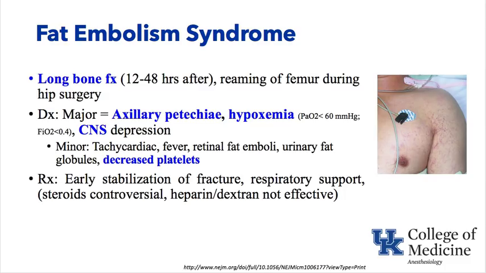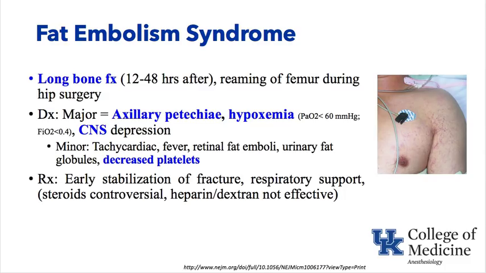The major criteria include axillary petechiae, which the picture on the far right attempts to show, and hypoxemia, PaO2 less than 60 millimeters of mercury on an FiO2 of less than 40%. CNS depression, and some minor criteria like tachycardia, fever, retinal fat emboli, and urinary fat globules, and even decreased platelets. So the classic is the petechiae in the axilla, and hypoxemia and CNS depression.